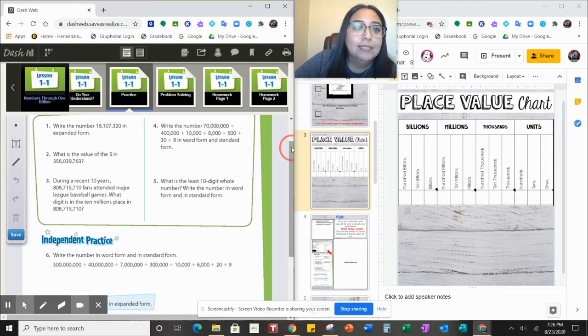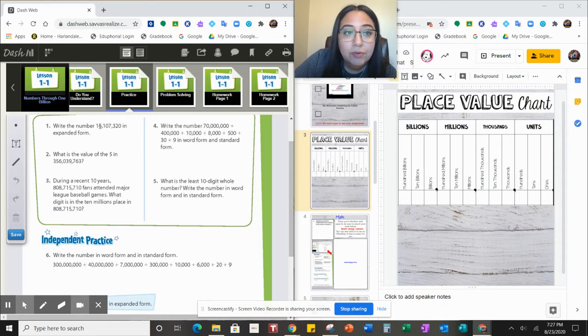So for the guided practice, number 1 says, write the number, and there's this big number, in expanded form. So as you know, expanded form is the one with all the zeros. So just to say this number, I'm going to use my place value chart. I know that saying big numbers is something that's hard for some of us. So always use your place value chart. It'll help you to say numbers better, easier.